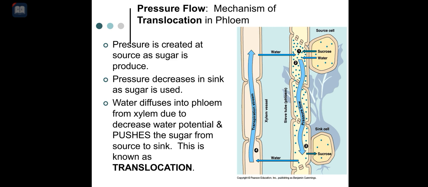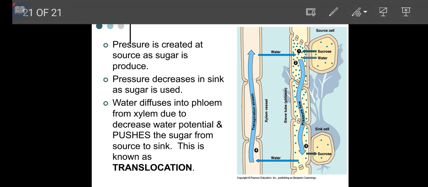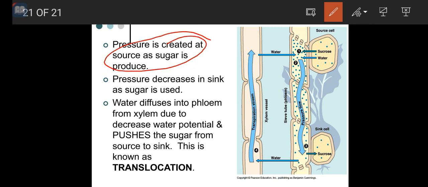What is next? The pressure flow mechanism of translocation in phloem. What is translocation? Pressure is created at the source as sugar is produced. When sugar is produced, pressure is created. We have seen here that when sugar is produced, it is mixing, and when it is mixed, pressure is created. The flow goes in this direction. This is the direction of water. This is the transpiration. When there is production of sugar, the concentration is increased.